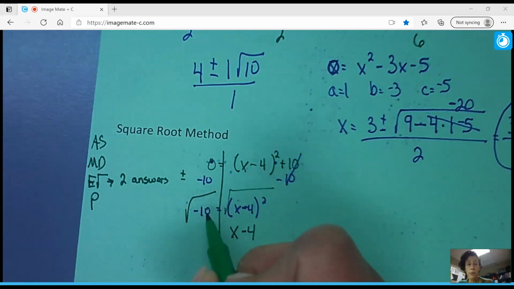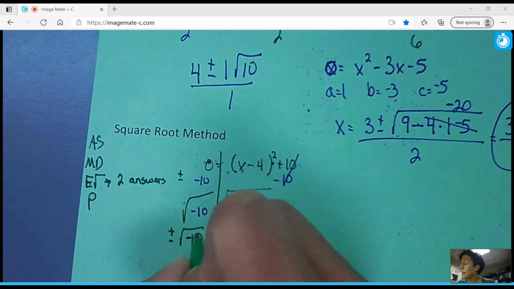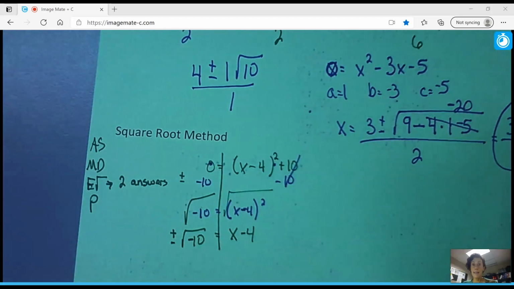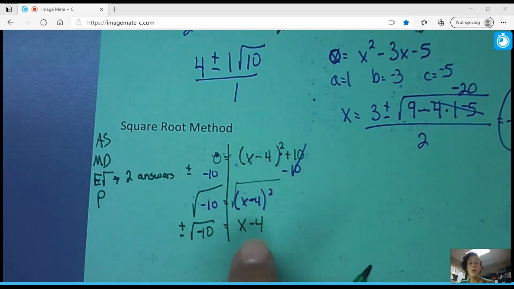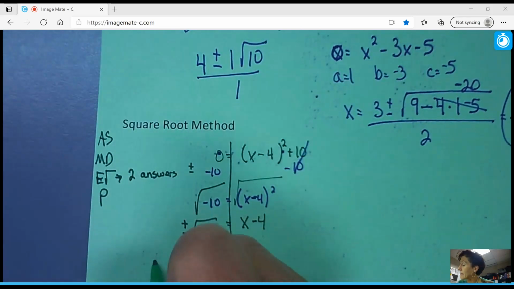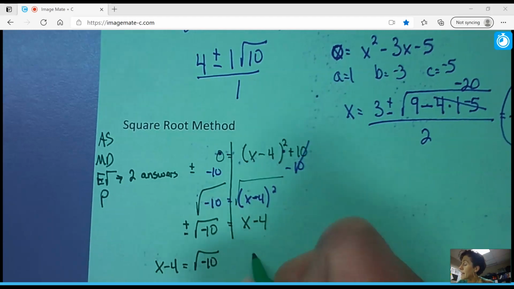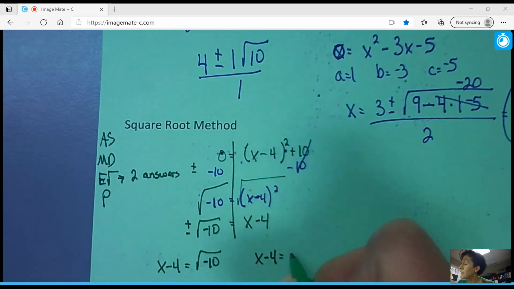When you take the square root, this is where you're going to get your 2 answers. So I'm going to have a positive and a negative version of the square root of -10. Now I realize you cannot take the square root of a negative number, but let's say it wasn't a negative number. My goal would still be to get this x alone. So what's going to happen is I've got 2 problems. I've got x minus 4 with this positive version, and then I have x minus 4 with this negative version of my square root number.